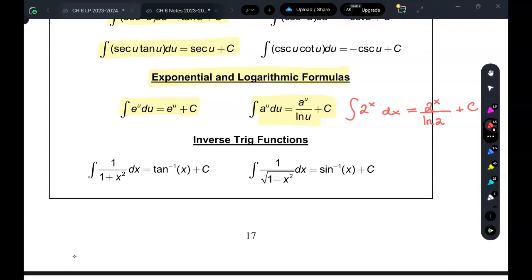Wait, now I'm confused. If you did ln of u, wouldn't it be ln of x? Oh, you know what? That's a typo. That should be ln of a. Sorry, good catch. That should be.